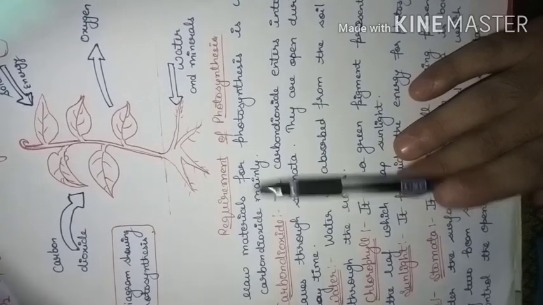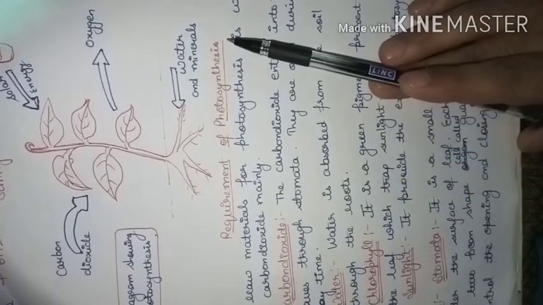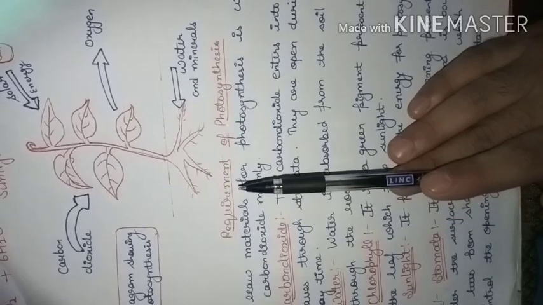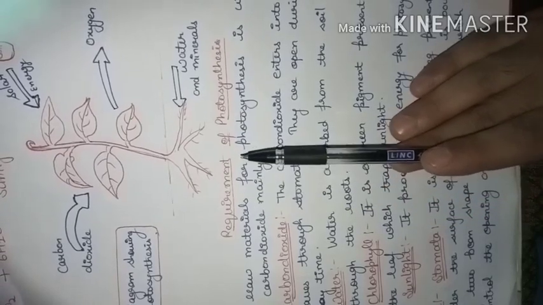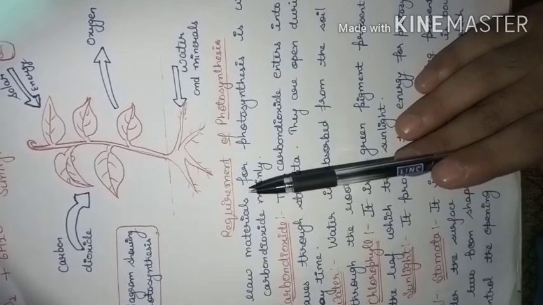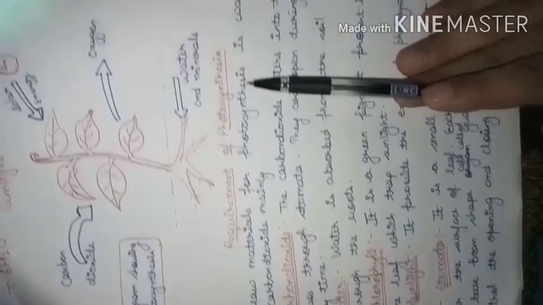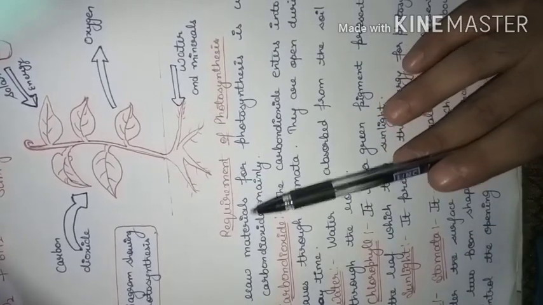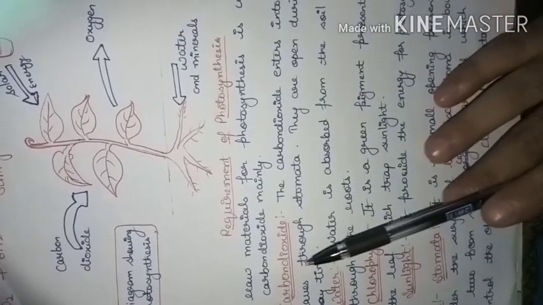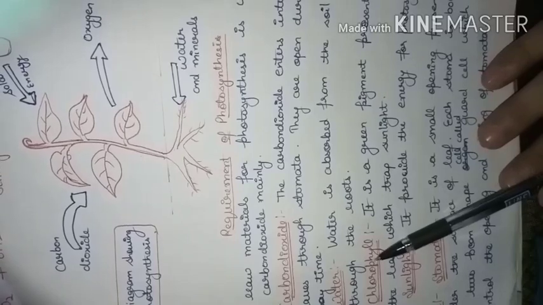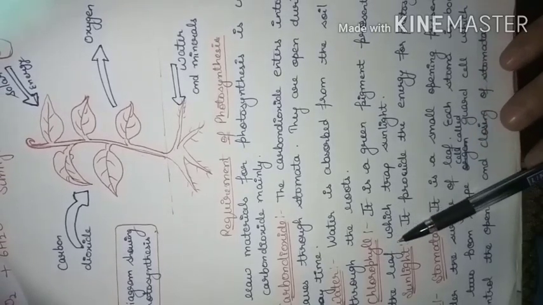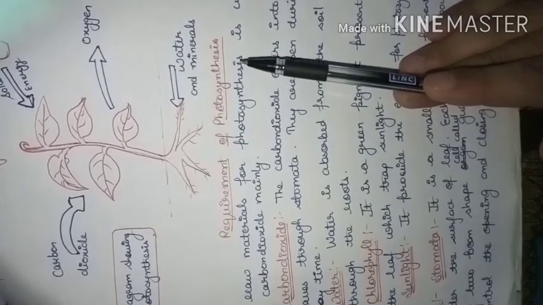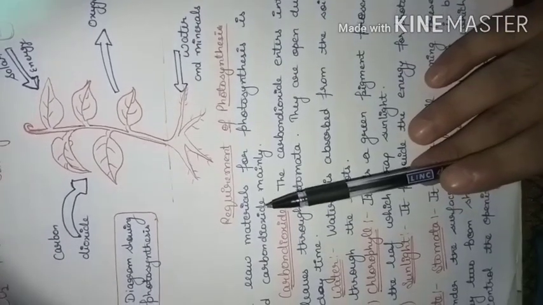So the next topic is the requirement of photosynthesis. What are the essential items, or what are the things you require for photosynthesis? There are mainly two raw materials required for photosynthesis. The first one is water and the second one is carbon dioxide. Along with these two, you can also understand that chlorophyll and sunlight are also very essential requirements for photosynthesis. So let us understand one by one.